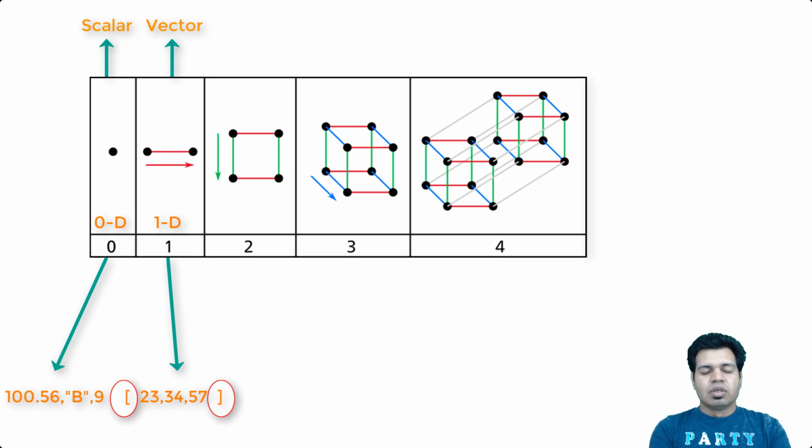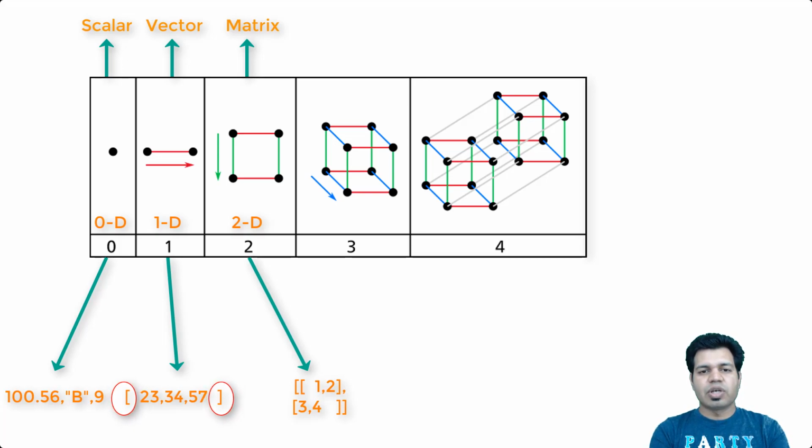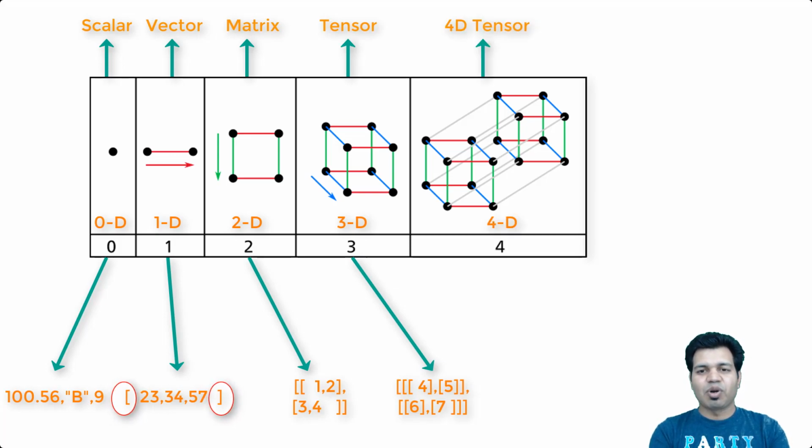Moving on to matrices. Matrices are considered two-dimension tensors, which have rows as well as columns, and these are represented by two square brackets at each end. Essentially, the number of square brackets at each end represents the number of dimensions. So if we have n-dimensional matrices, then we have n-dimensional tensors, and therefore they are represented by n pairs of square brackets.